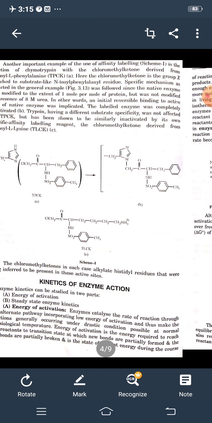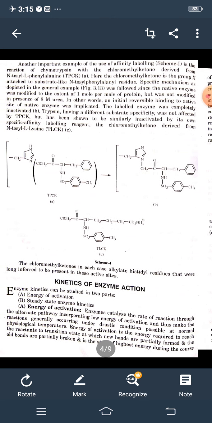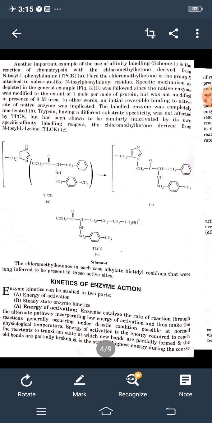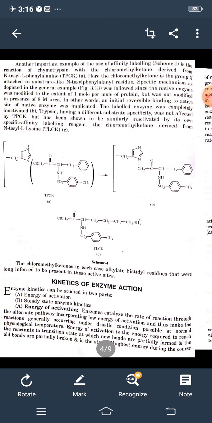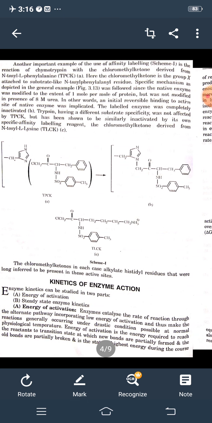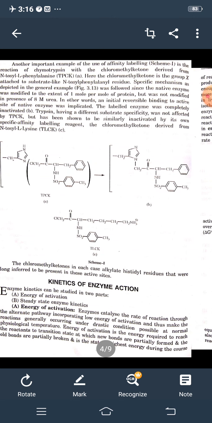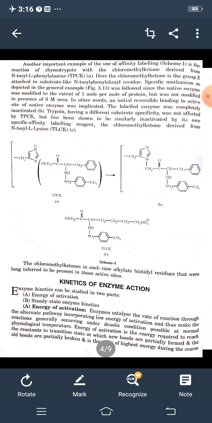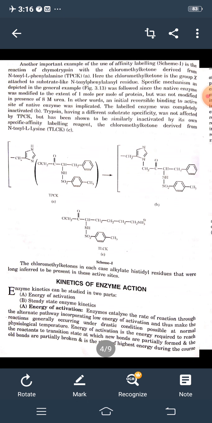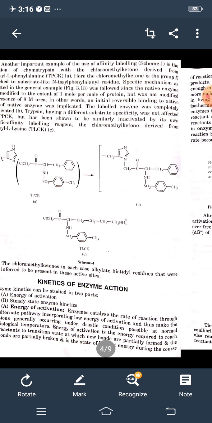In other words, an initial reversible binding to the active site of a native enzyme was implicated. The labeled enzyme was completely inactivated as shown by the product B. So trypsin having a different substrate specificity was not affected by TPCK, as shown by TLCK in scheme first of C.